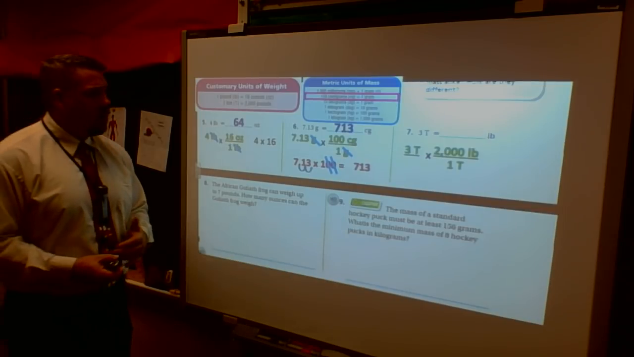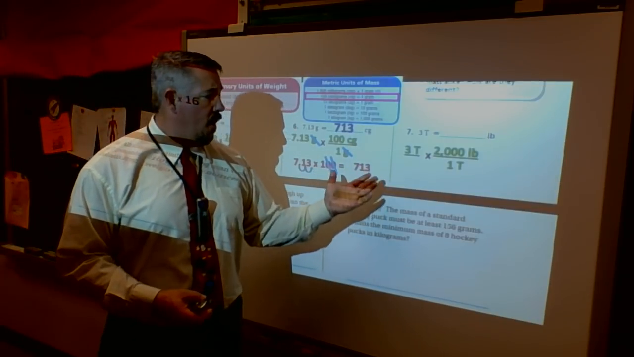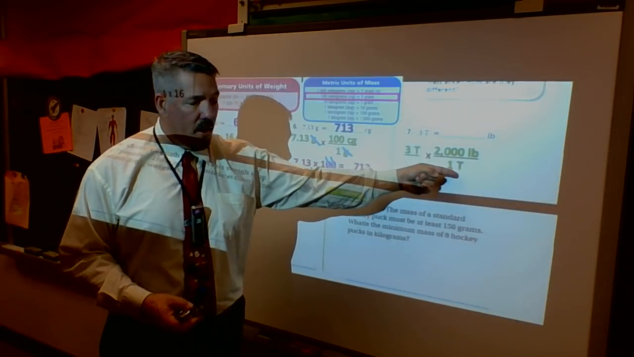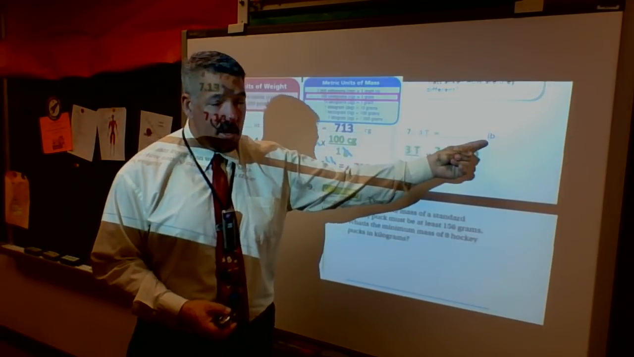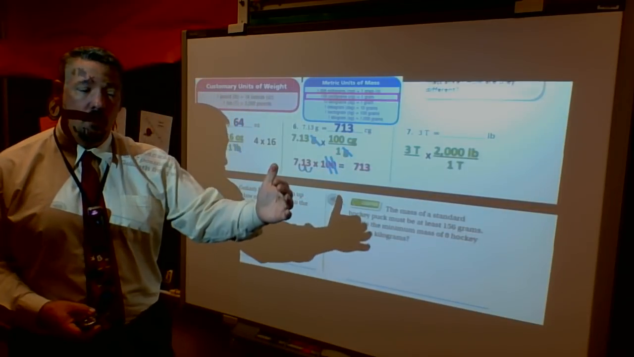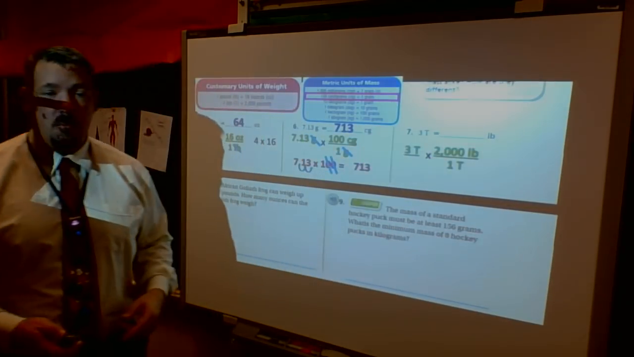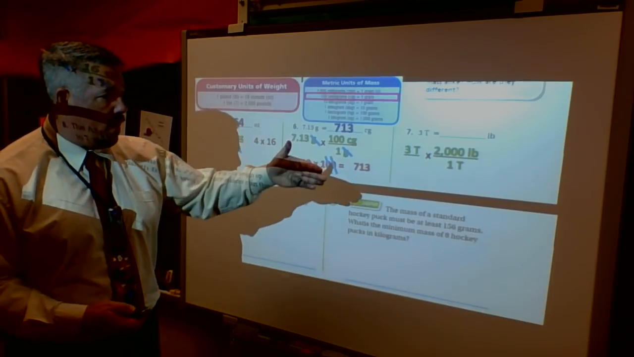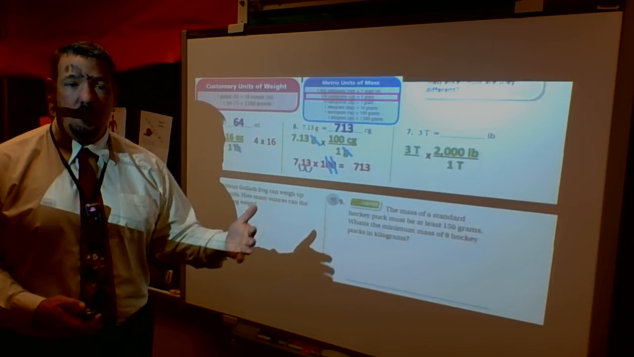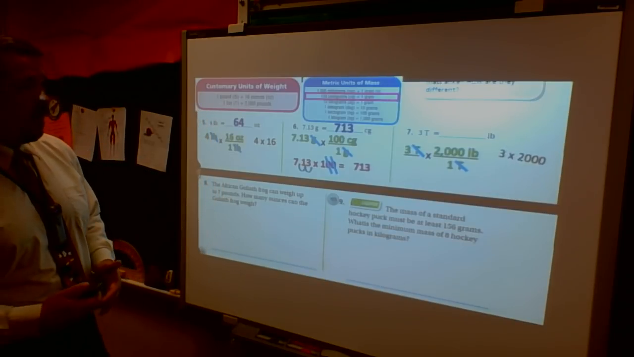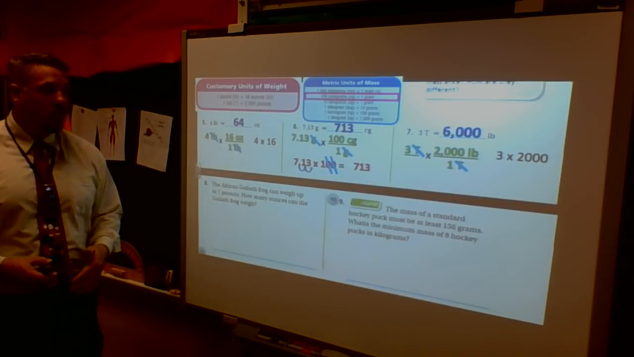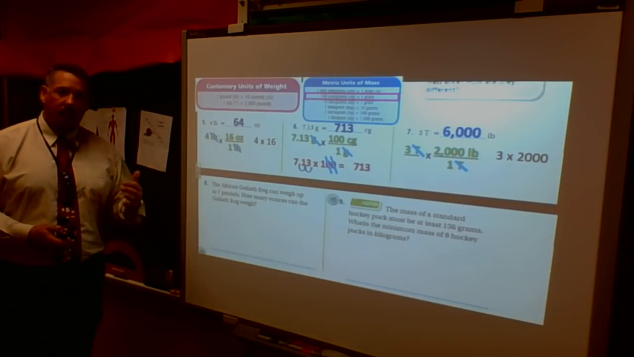All right, so once I know that I'm going to tons instead of tablespoons, then I know I'm going to have for every 1 ton, 2,000 pounds. 2,000 pounds has to go on top because that's what I'm going to, and I'm going to be able to cross reduce my tons. So if I have 3 tons and 2,000 pounds is 1 ton, then I just multiply 3 times 2,000, and that tells me that I would have 6,000 pounds if I have a 3-ton load.